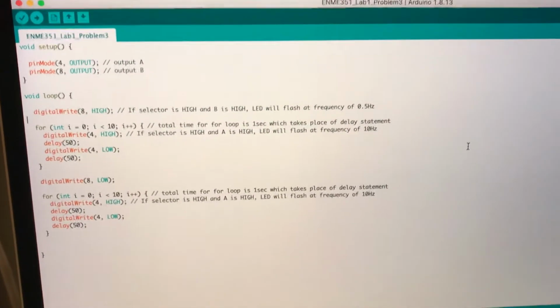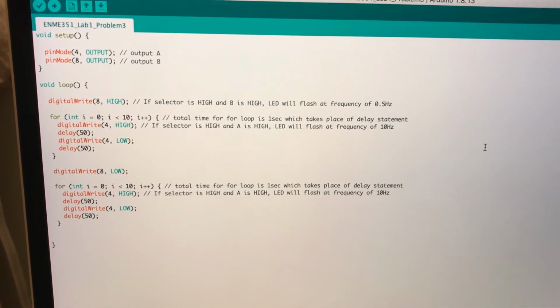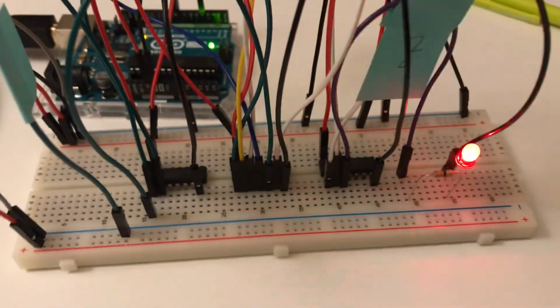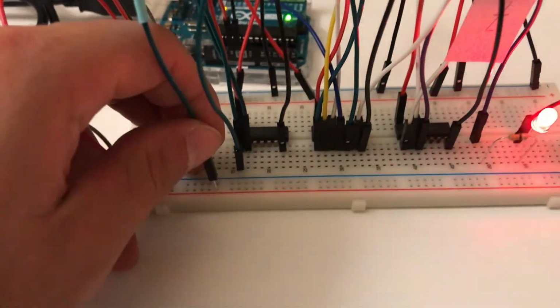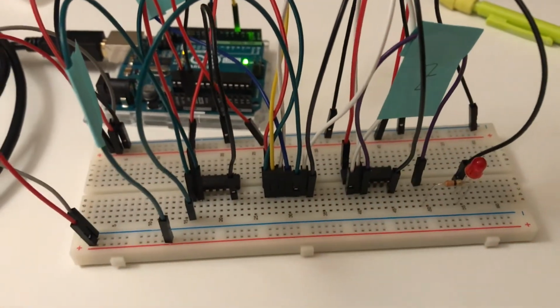Okay, and then here's the final part of this lab. We see A is in pin 4, B is pin 8, which you can see here. If we have the selector in ground, it blinks fast. If we move the selector now to high, it blinks slower.